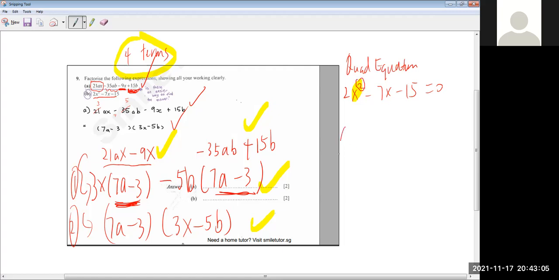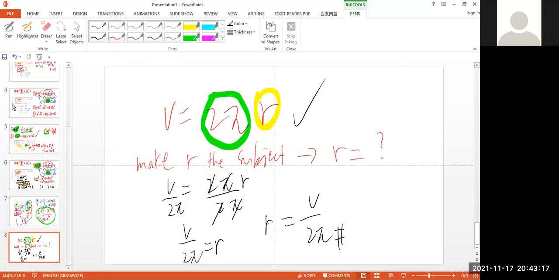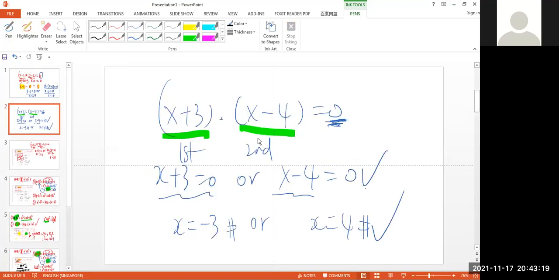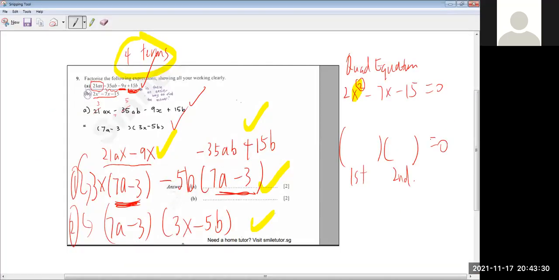So if it's a quadratic equation, you need to do factorization. So you need to put it into 2 brackets. This is your first term. This is your second term. Okay, standard procedure. I hope you still remember our slide 2. Okay, over here, 3 terms, get it into first term and second term in factorized form.